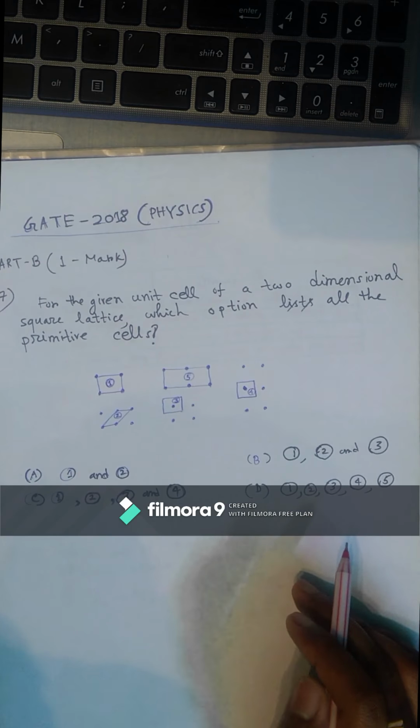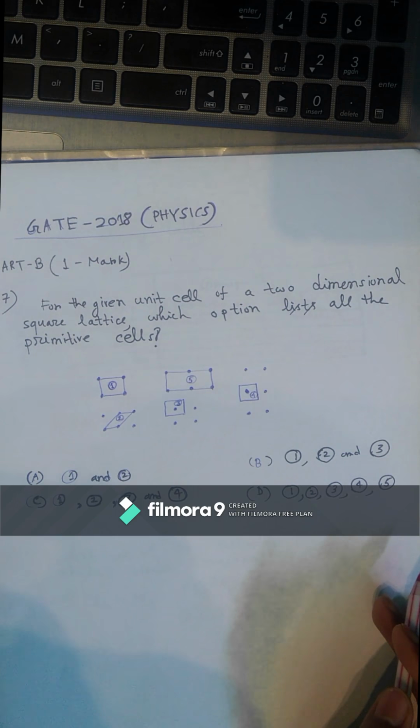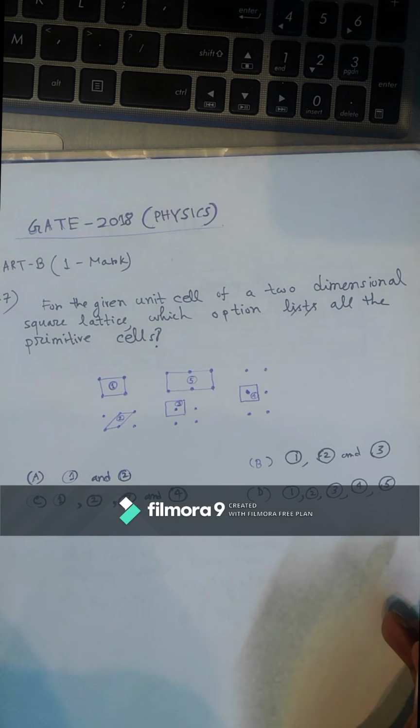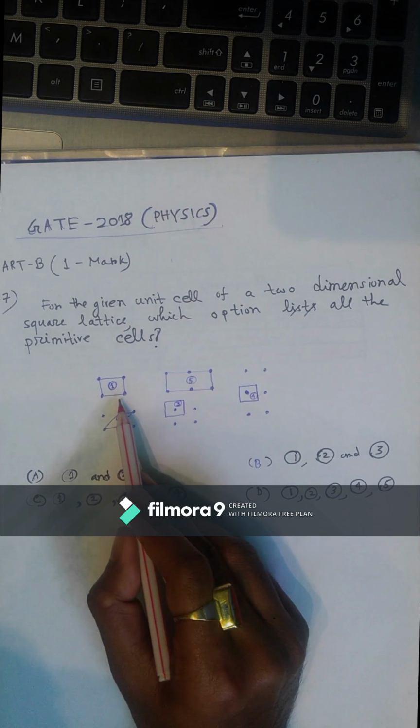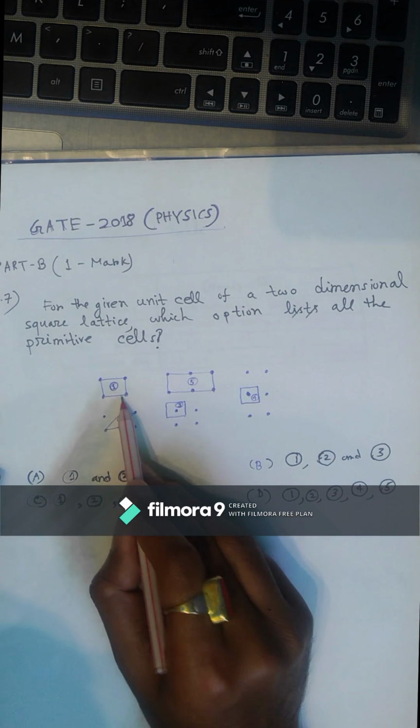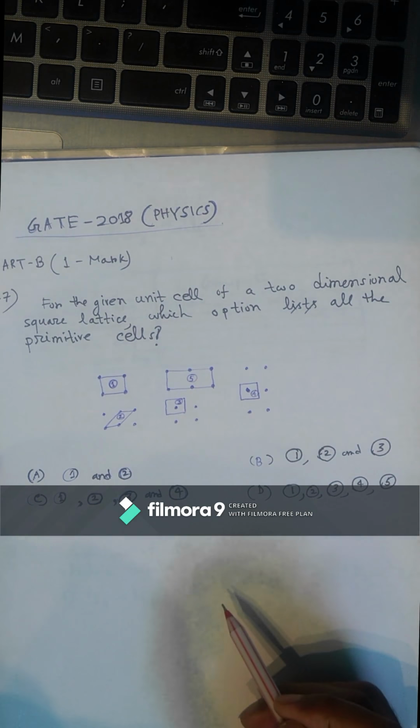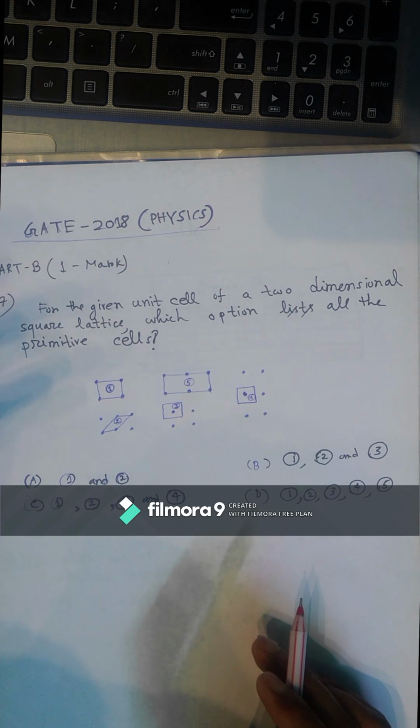For the given unit cell of a two-dimensional square lattice, which option lists all the primitive cells? The cells are given as 1, 2, 3, 4, 5, and you have to choose which unit cells are primitive.